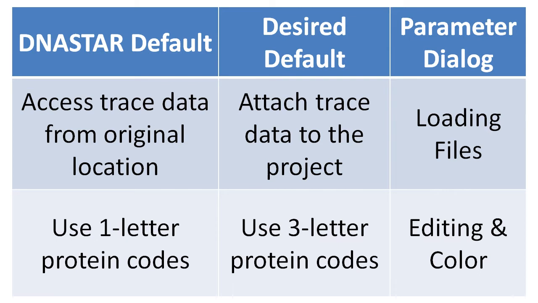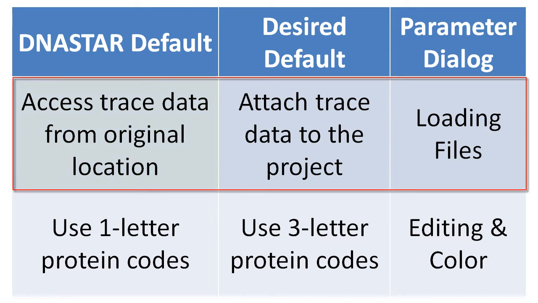In this example, we'll be changing two parameters. The first deals with trace data. The SeqMan Pro default is to leave trace data in the original location. We want to instead specify that, when trace data are available, SeqMan Pro attach them to the project. Attaching data increases the project size, but also allows SeqMan Pro to access the data more quickly.